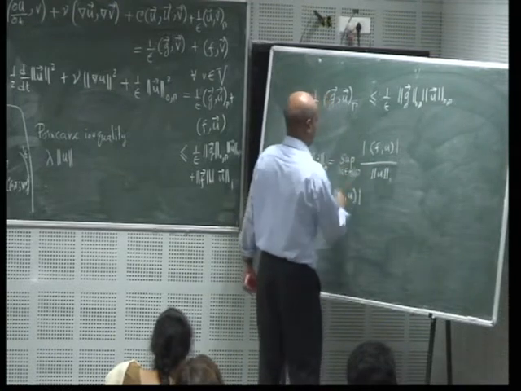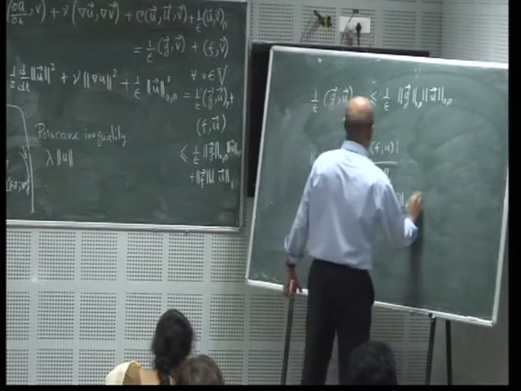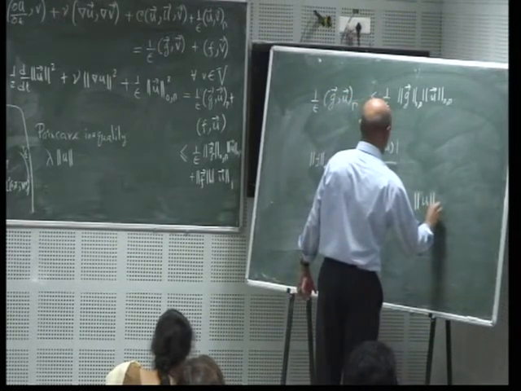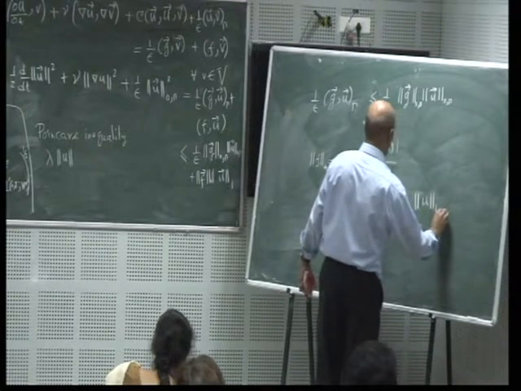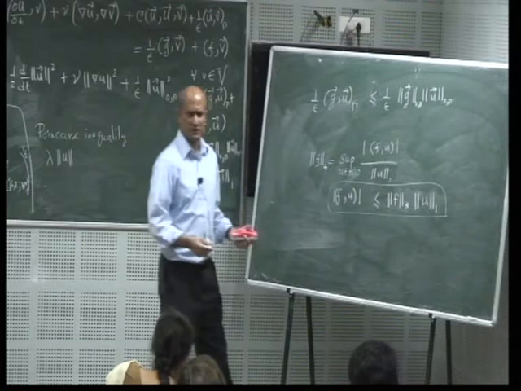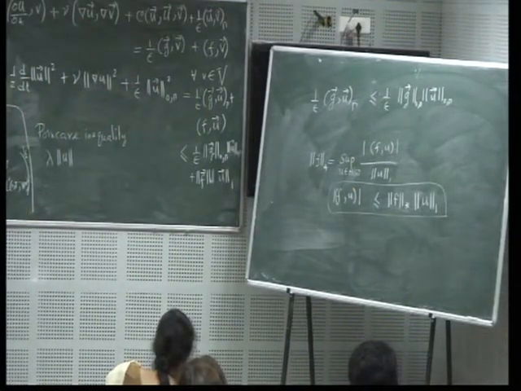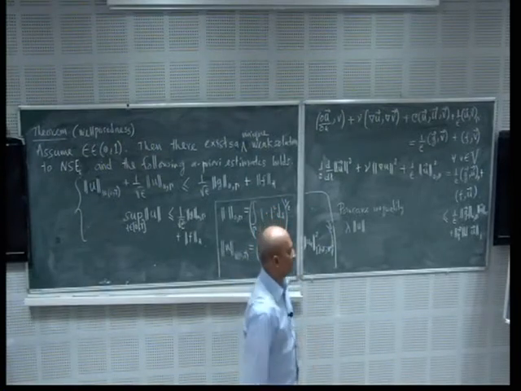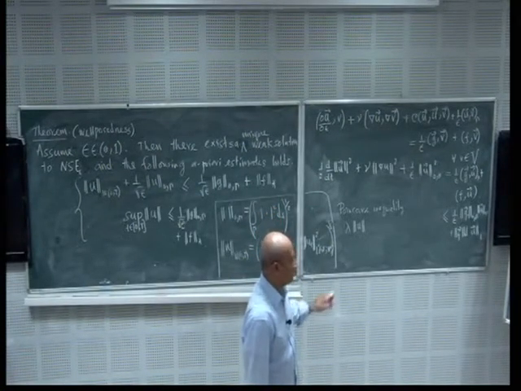Since it's supremum, this is less than or equal to the norm of f star of u, the H1 norm. Okay. So you're saying that you have a Gelfand triple, yes? No, I don't have a Gelfand triple. I'm not using a Gelfand triple.